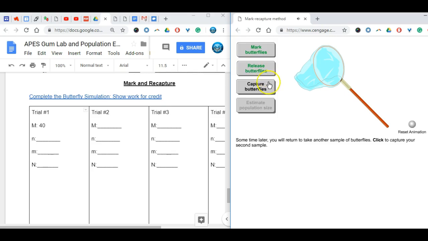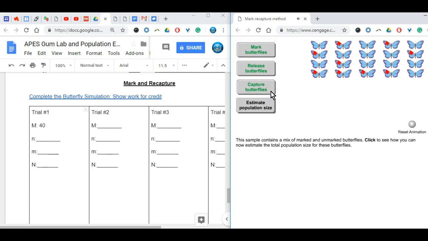There they go. Now you're going to let a couple of days pass. Obviously, this is a simulation, so you don't need a couple of days to pass. When you capture butterflies, it's going to give you a different number each time. You can tell if people are copying, because there's no way this random simulation is going to give four of the same exact trials. So don't copy off of somebody, or don't let somebody copy off of you, because I'm going to be able to tell if you have the same exact numbers.